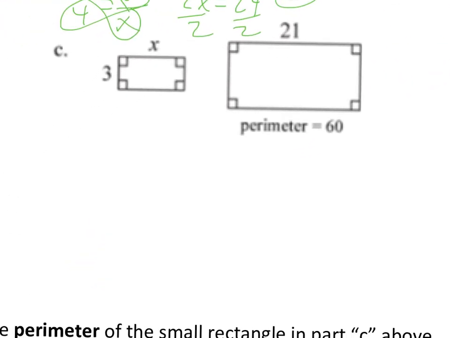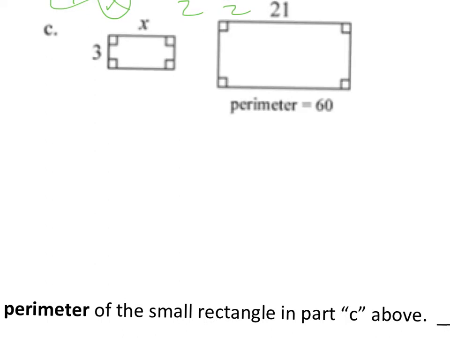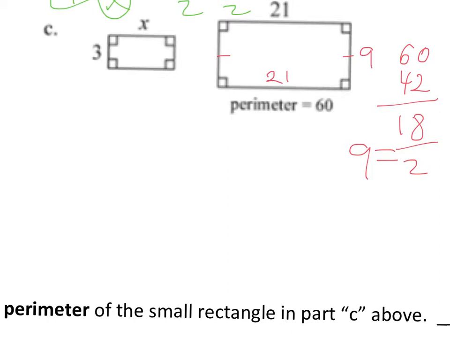And then we have this question. It says that the perimeter is 60. Well, if the perimeter is 60, we can find the missing widths or heights. 21 is here, since it's a rectangle. So 42 of the 60 is already taken up by those two lengths, leaving us with 18. Now these two sides are congruent, they're equal, so if I divide 18 by 2, I should get 9. That means each side is 9.